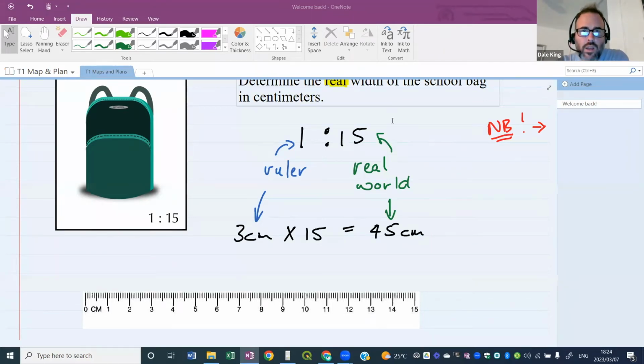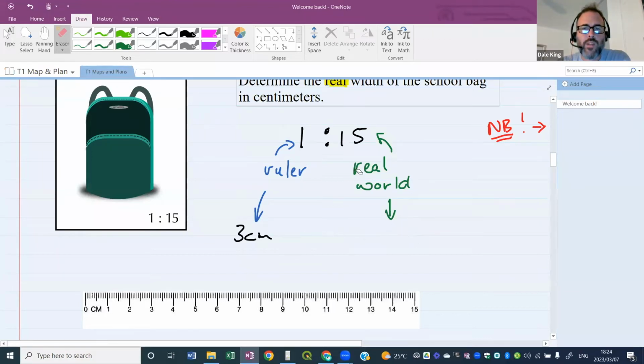Why is it that you have to multiply the 15? Okay, good question. Thanks for the question. The reason why we multiply is because of the relationship between the two numbers. Let's think of it like this.